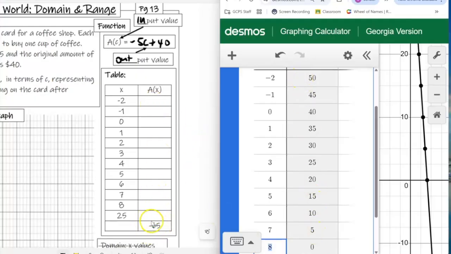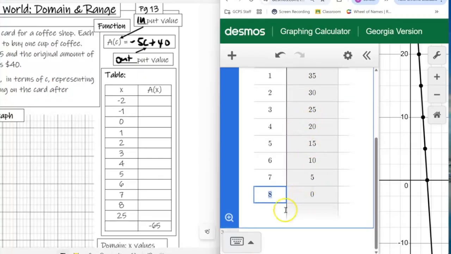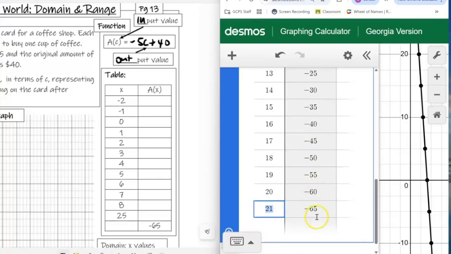And then how would I get negative 65 on this side? Because right now I have 50, 45, 40. So it's going down, but how do I get up to negative 65? What you do is, there are 2 ways. You can press enter until you get to negative 65, which might take a while, but there it is. So that's the answer for that.